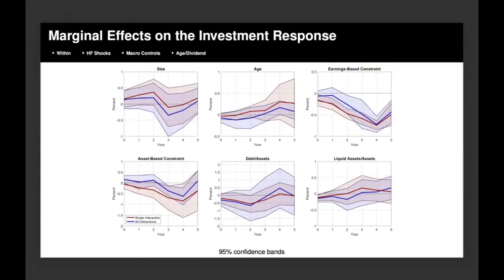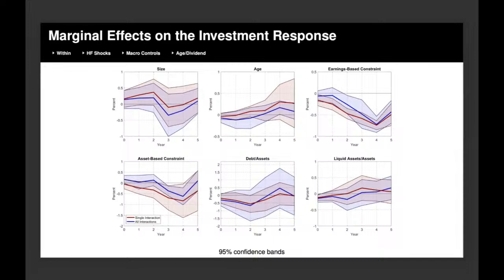So we basically take the theories from the bookshelf. There are about 6 strands of theories available. That is firm's size, age, earning-based constraints, which is also called the interest coverage ratio. This is the interest expenditure to firm's earning, that is the EBITDA earning. And asset-based constraint, that is the ratio of fixed assets to total assets. And the leverage ratio, that is debt to asset ratio, and also the liquidity ratio, liquid assets to assets ratio.